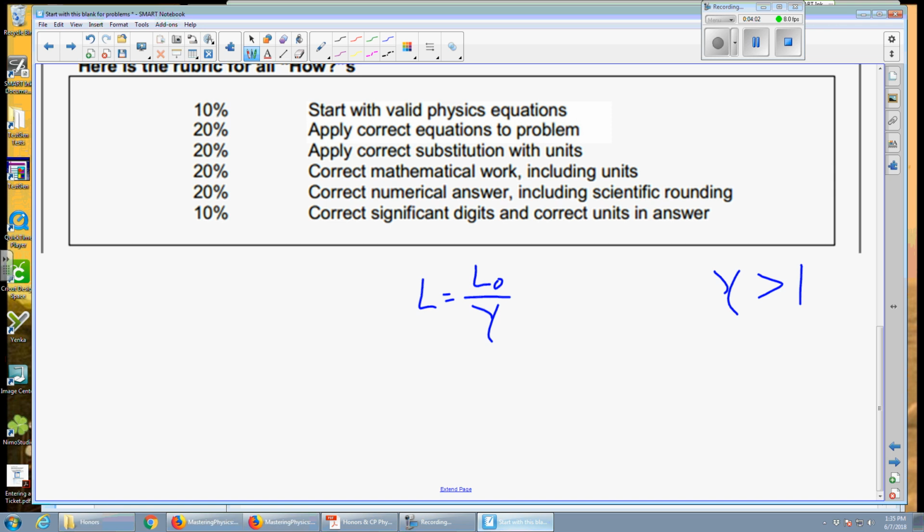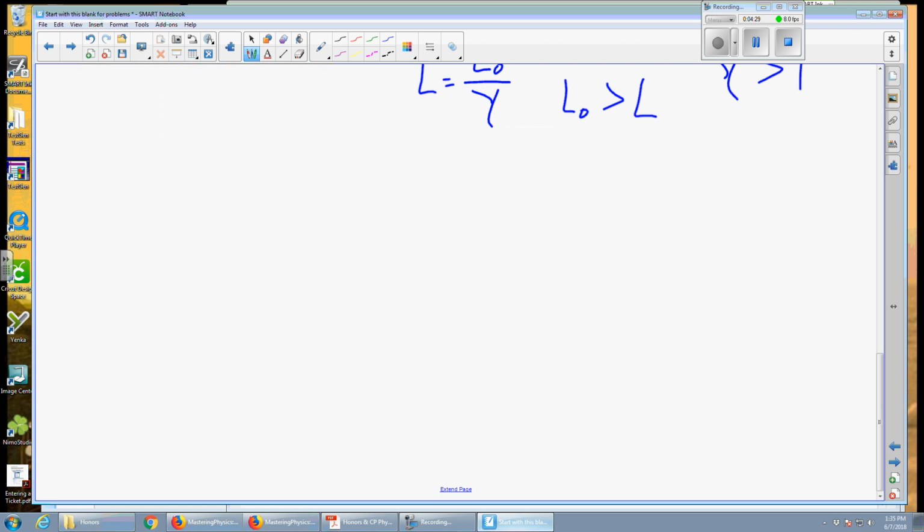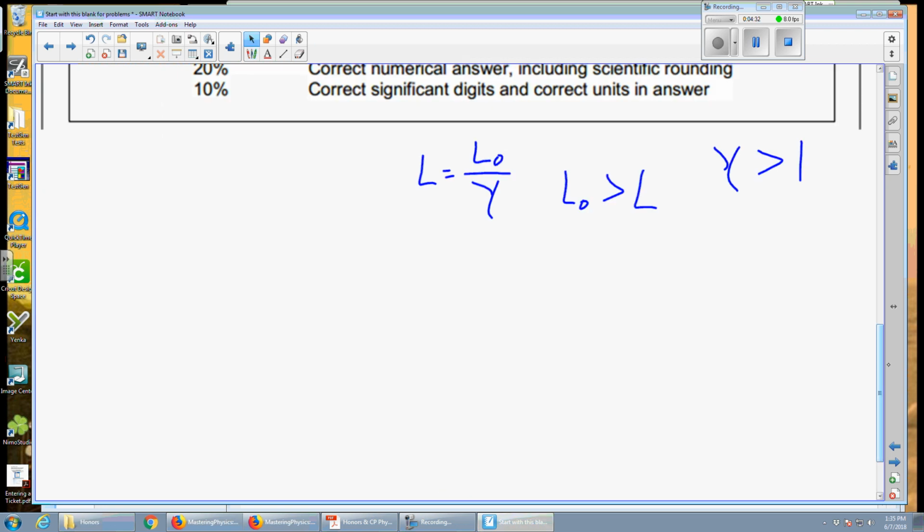So which one is bigger, L or L naught? Oh. Yeah. No, L naught. I decided that. L naught. L naught is always greater than L. I just wanted to see how many times I could get you to flip back and forth. You got me the most times. So that means that L naught is in the stationary, let's call that the Earth frame of reference, and L is in the ship's frame of reference.